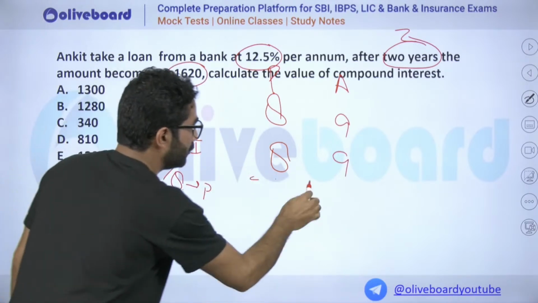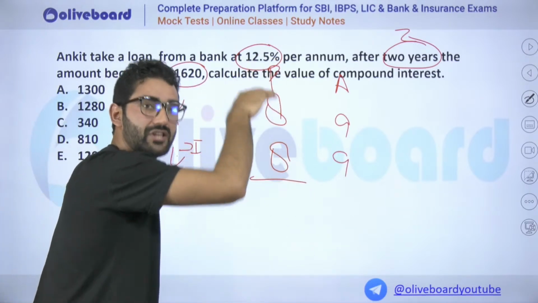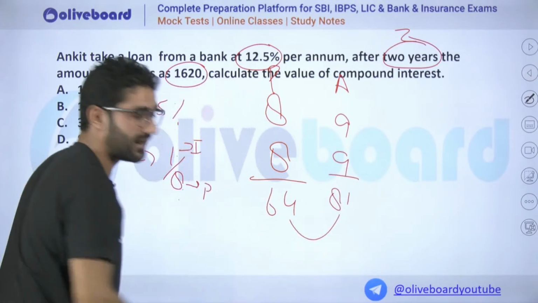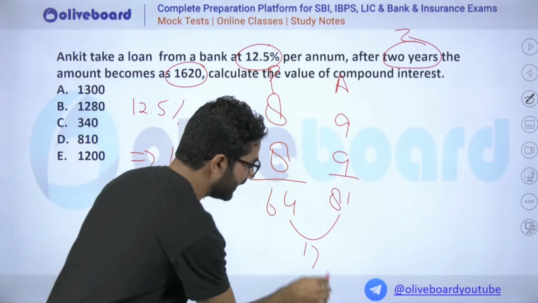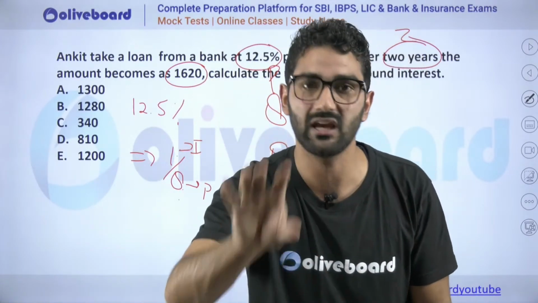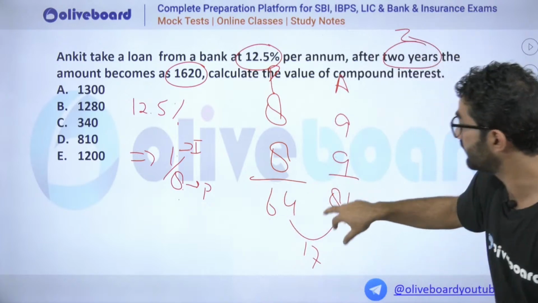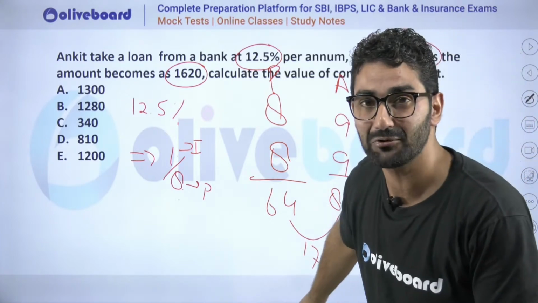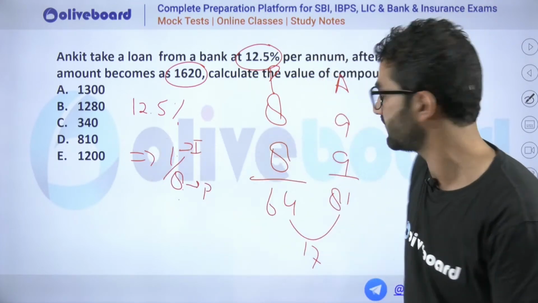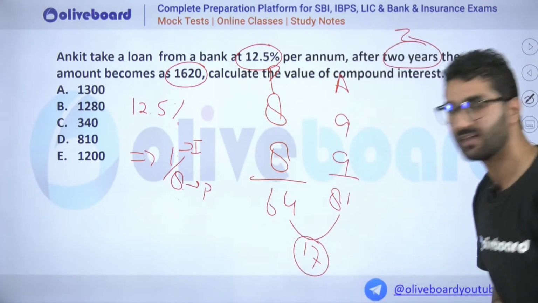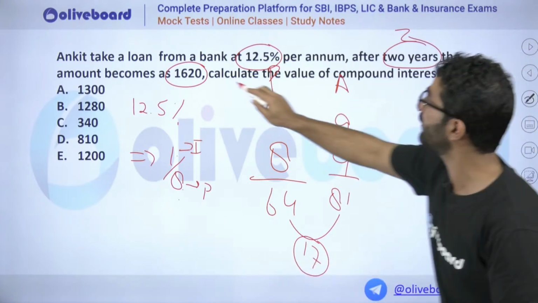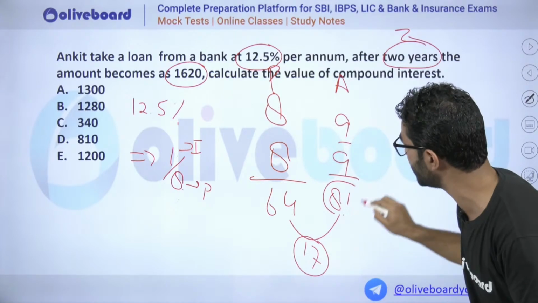For 2 years, 3 years, 4 years, just multiply. It will be 64 and this will be 81. Between them, the difference is 17. The difference between the amount and principal is nothing but the interest, whether it is compound interest or simple interest. So we got 17, and this is the interest we have calculated. But the amount is given as how much? 81.